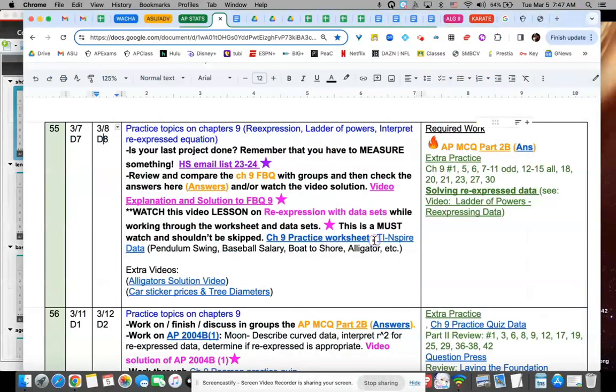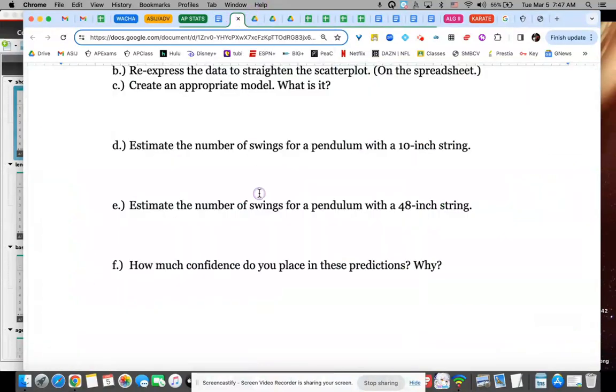This really is the main lesson for this day in the unit plan. So watching this video is actually your lesson. It's not just a little extra practice or something. It's the lesson. So this is important that everybody watches and goes through. Okay, so just push pause if you need to get yourself ready. I'm going to get going on this TI Inspire data and this worksheet.